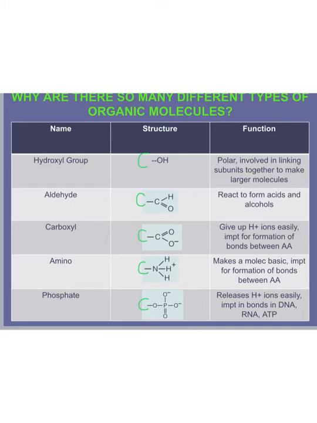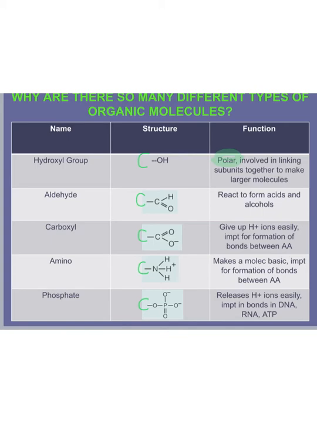So for example, if we have a hydroxyl group attached to a carbon atom, that is going to make that carbon molecule polar. It's going to also be involved in linking smaller molecules to make bigger molecules. Anytime we add that hydroxyl group, we're going to induce polarity or make that molecule become polar. If we attach an aldehyde, that's going to be important in reacting with acids and alcohol. So it's going to make that molecule more reactive.